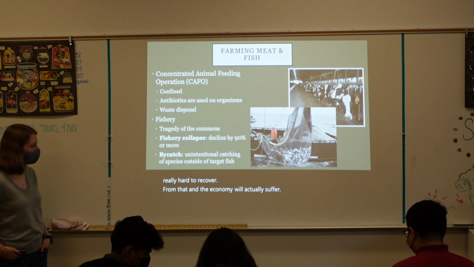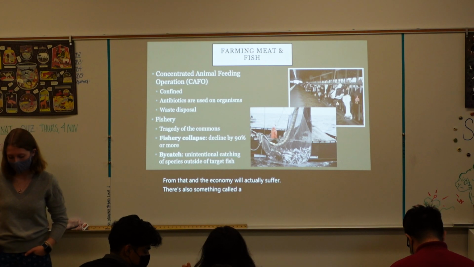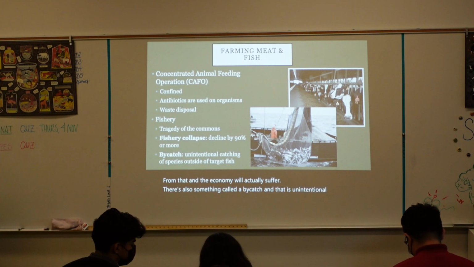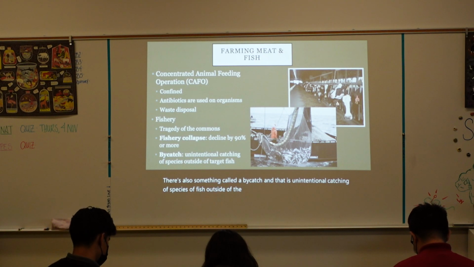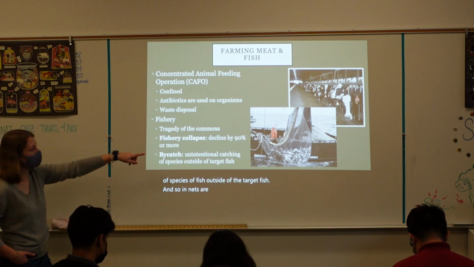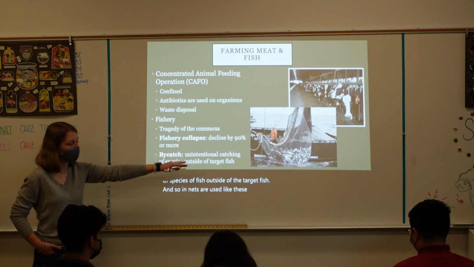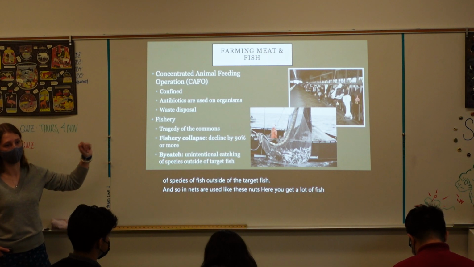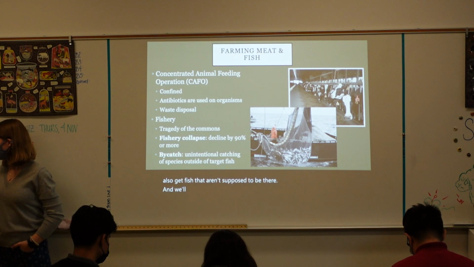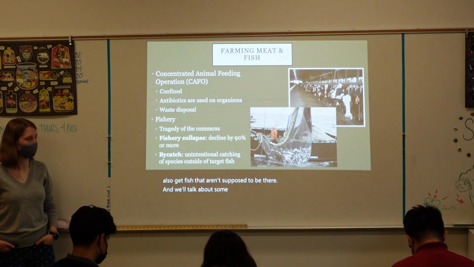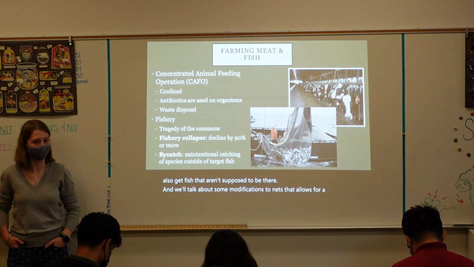There's also something called bycatch, and that is the unintentional catching of species of fish outside of the target fish. When nets are used, like these nets here, you get a lot of fish, but you also get fish that aren't supposed to be there. And we'll talk about some modifications to nets that allow for a minimization of the bycatch.